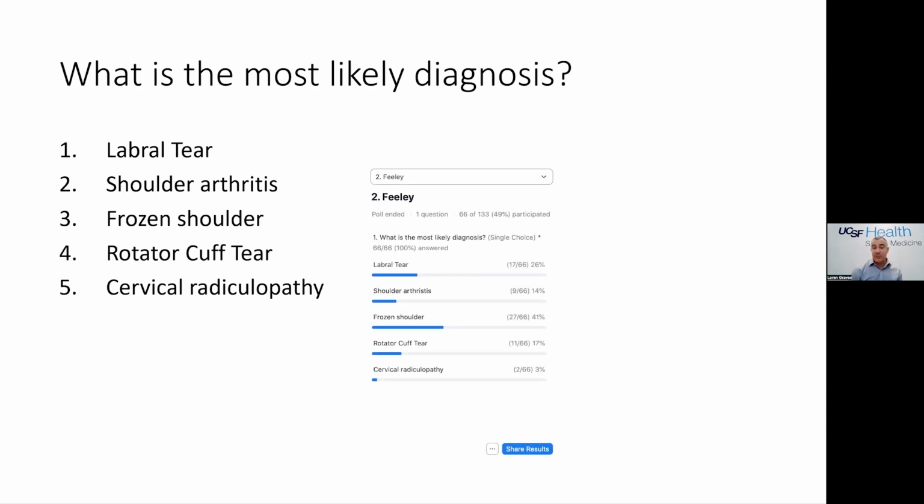Okay, so most people picked frozen shoulder, so 41%. 26% said labral tear. That is probably going to be wrong. We'll talk a little bit about why. Shoulder arthritis, you can't tell. It is going to be less common than frozen shoulder, but you need an x-ray. And then rotator cuff tears, yes, they have a rotator cuff tear, but when they're limited in their range of motion, those things like I can't reach behind are hard. But the most important thing is you can't really tell until you ask a few more questions. So let's ask this patient a few more questions.